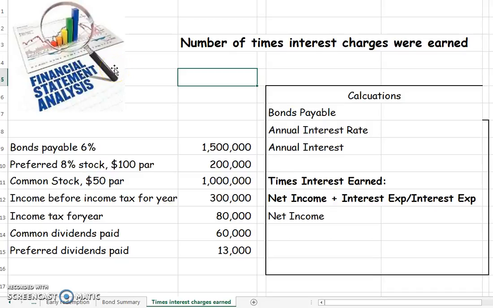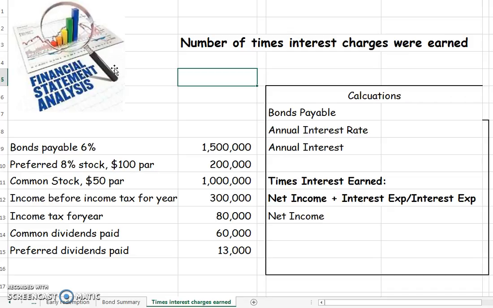All right, let's talk about a financial statement ratio now: number of times interest charges were earned. When we have stakeholders, that is, people that are interested in our financial statements, they are likely to calculate ratios so that they compare our numbers. They'll either want to compare our numbers to previous periods of our company or to other people in our industry, like our competitors. So this particular ratio, the higher the better, because the more likely that we'll be able to cover our bond interest expense with our earnings.